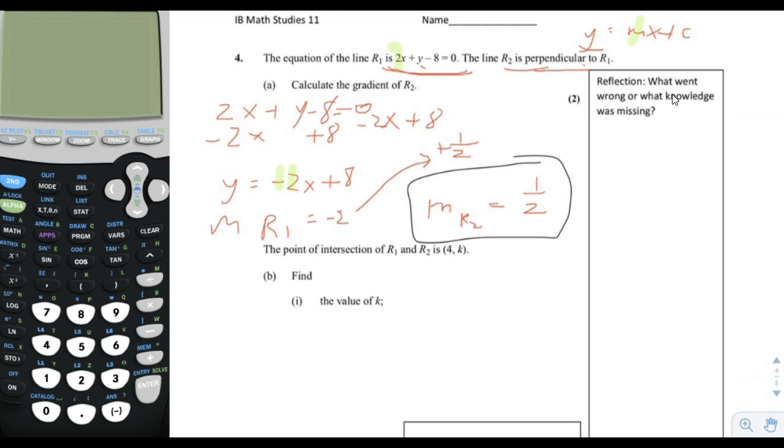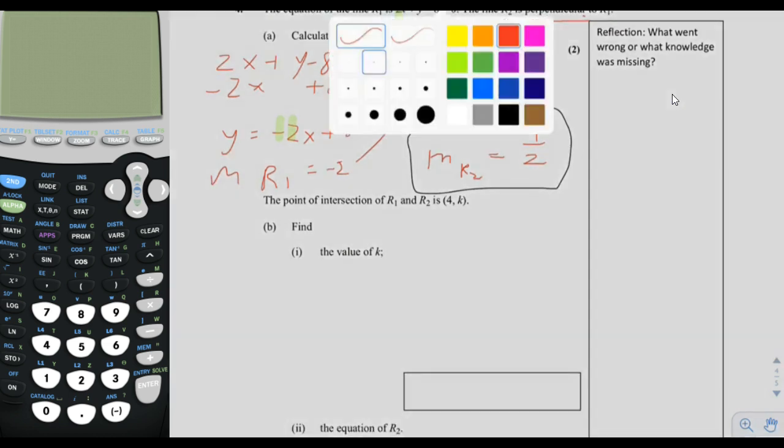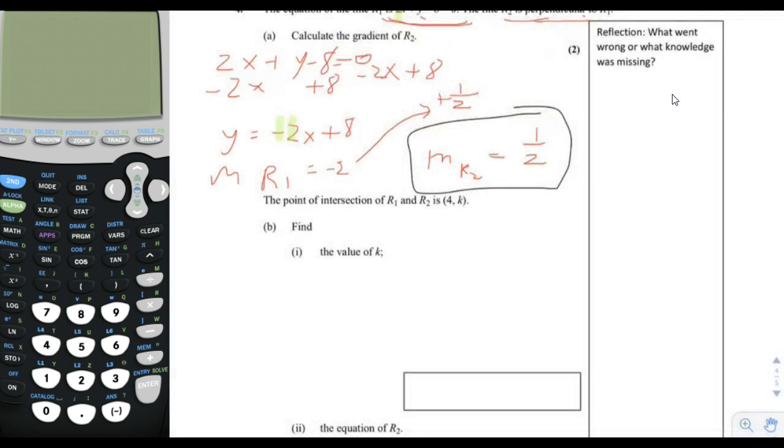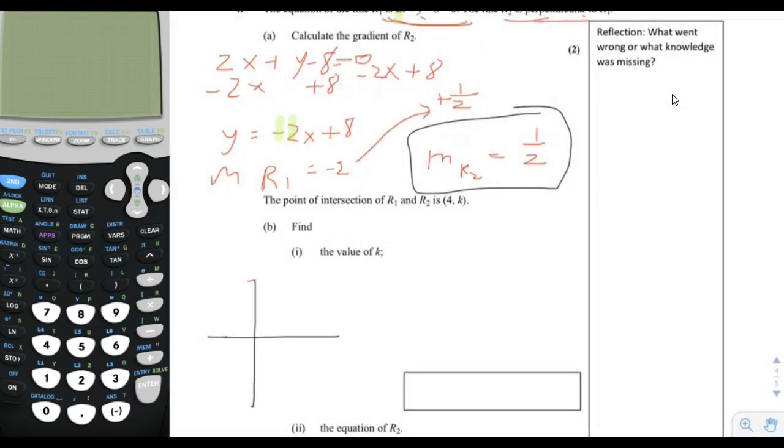What about 4b? The point of intersection of R1 and R2 is (4, k). Okay, and so let's see, I'm going to just make a sketch of what this graph would look like. And this is not to get any numbers off it, just so that you can have an idea of what it looks like. So the y-intercept is plus 8. Let's say that's plus 8. And then the slope is negative 2. Negative 2 slope would look kind of like that. It would be very steep going down.